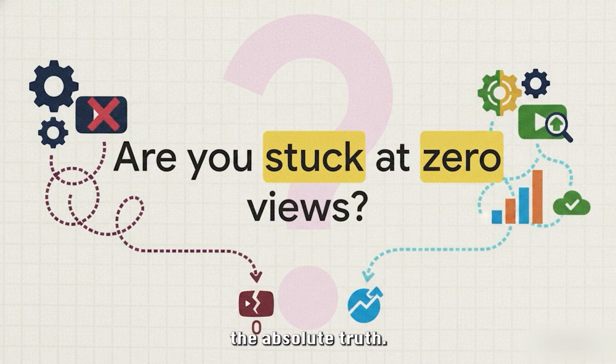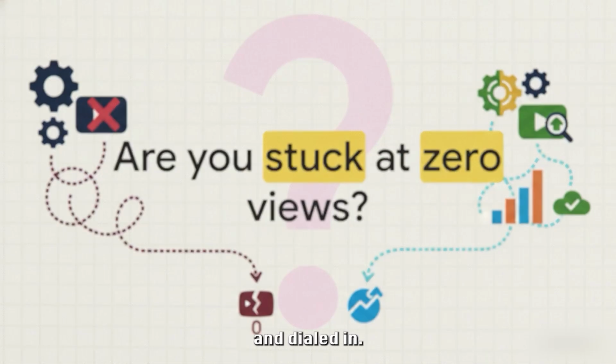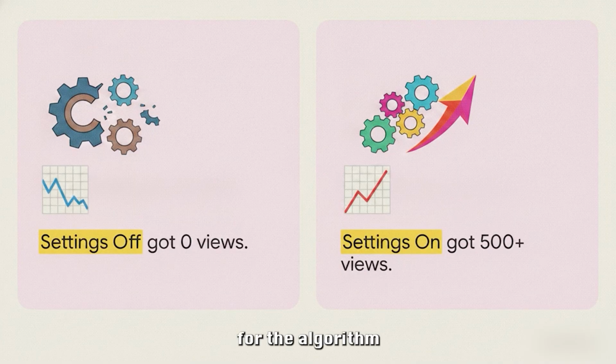Well, to find out the absolute truth, the creator from our source material ran a live, controlled experiment. They basically spun up 2 brand new channels on the exact same day. Channel A had every single backend setting completely ignored, just left on default. Channel B, on the other hand, had all the optimal, hidden settings meticulously turned on and dialed in. So after waiting a few days for the algorithm to kind of calibrate, they uploaded the exact same short video to both channels at the exact same time.